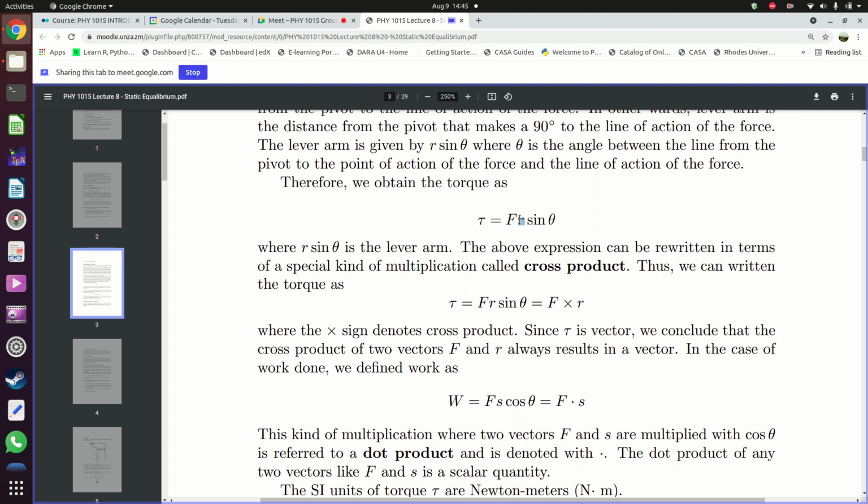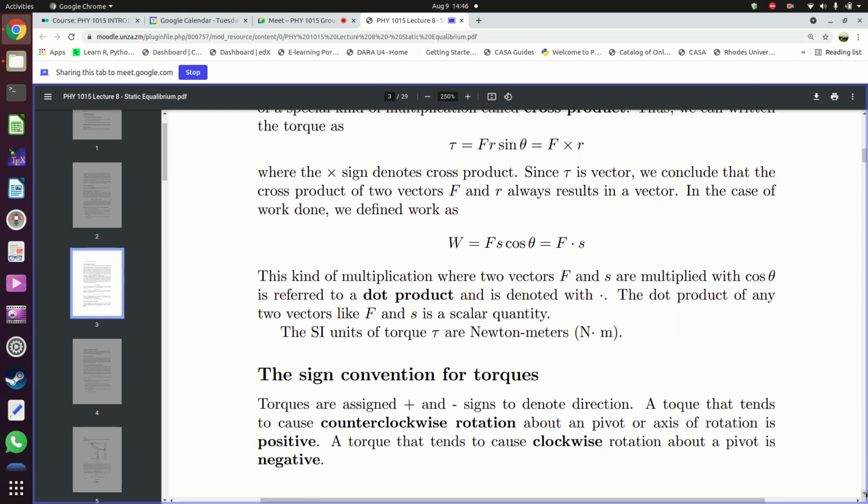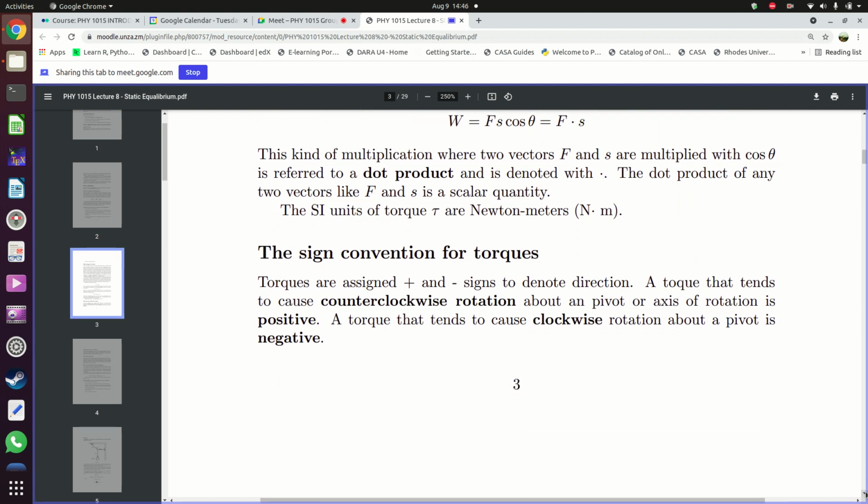If the force passes through a pivot, then R is equal to 0, which means that whatever the force is, multiplied by 0, multiplied by whatever this angle is, is going to give you a torque equal to 0. Which is a good thing. It's nice to have forces producing 0 torque, because then your calculations become much easier.